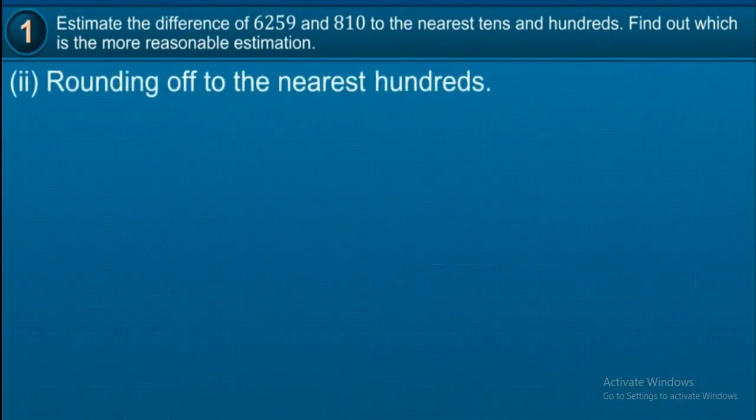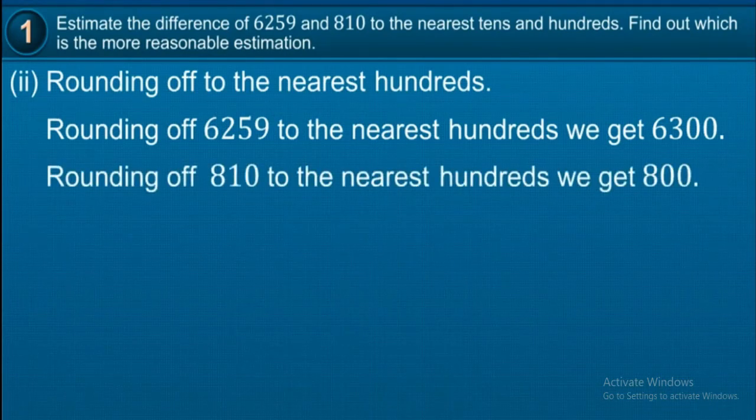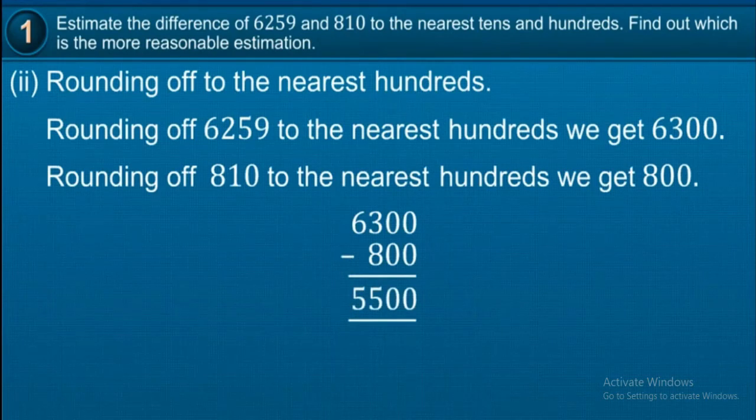We need to round off the numbers to the nearest hundreds before calculating their difference. Rounding off 6,259 to the nearest hundreds, we get 6,300, as 6,259 is closer to 6,300. Rounding off 810 to the nearest hundreds, we get 800, as 810 is closer to 800. Therefore, we need to find the difference between 6,300 and 800, which is 5,500.